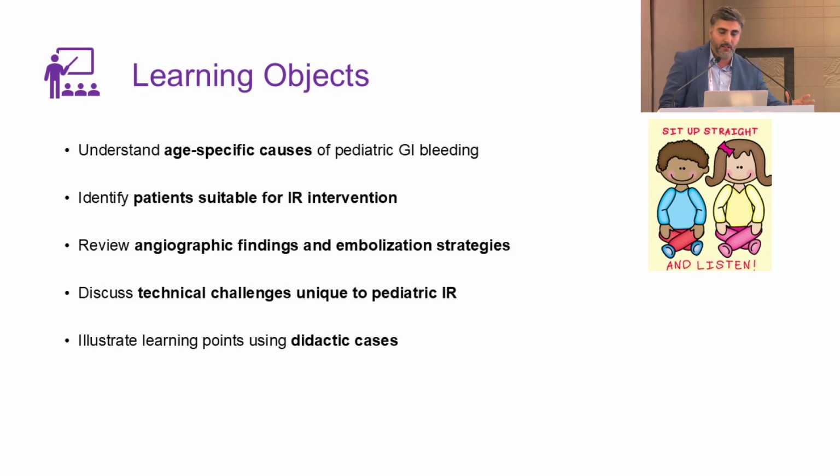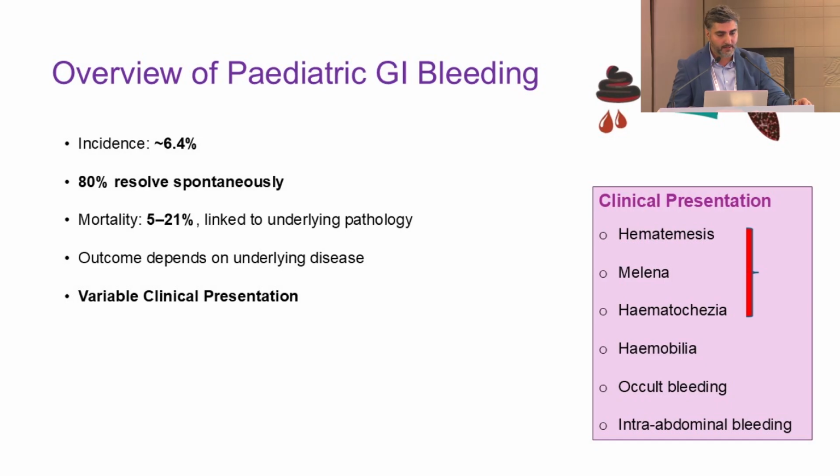So, pediatric GI bleed is not that common. The incidence is about 6.4%, significantly less than in adults. But importantly, around 80% of these bleeds resolve spontaneously, which explains why IR is involved in only a small but critical subset of the patients. Despite the lower incidence, mortality ranges from 5 to 21%. This is usually driven by the underlying pathology rather than the bleeding.